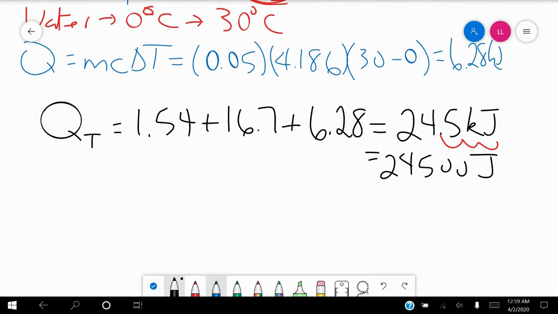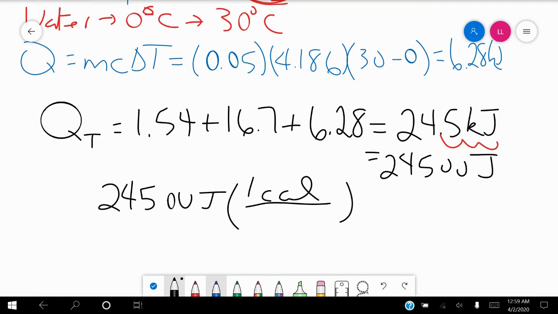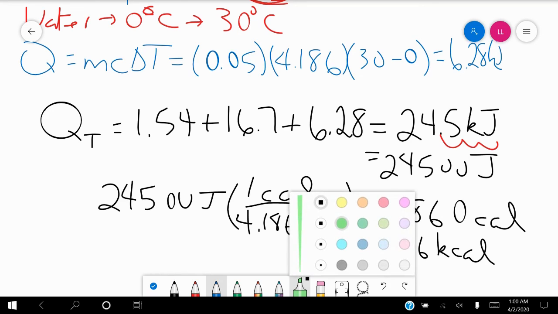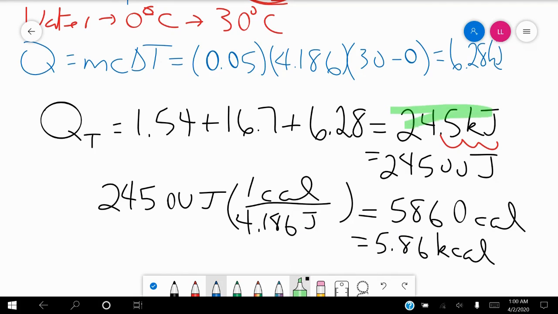Or if you go through and do the conversion factor from joules to calories, so you have 24,500 joules. And then 1 calorie is 4.186 joules, which then tells us that it's 5,860 calories, right? Or 5.86 kilocalories, which are the food calories. So you just have to pay attention to what ultimately they're looking for. So these are all potential answers just based on what the question is looking for.